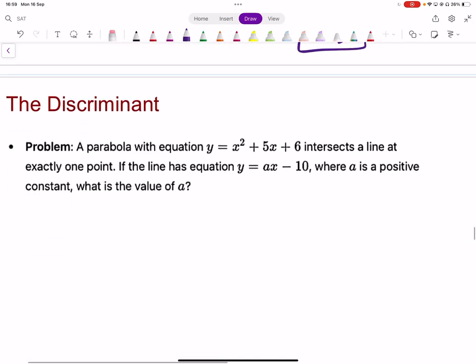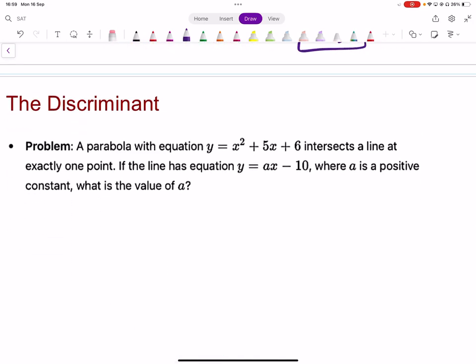Okay, just a couple more minutes before we have a break. A parabola with equation y equals x squared plus 5x plus 6. By the way, what's a parabola? These shapes are known as parabolas. The quadratic graph shape, its name is parabola.